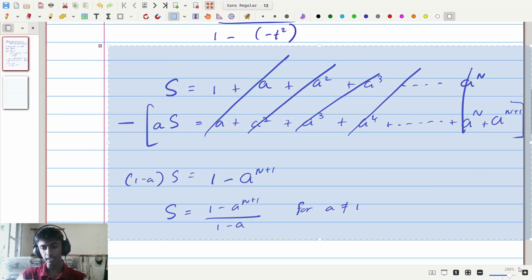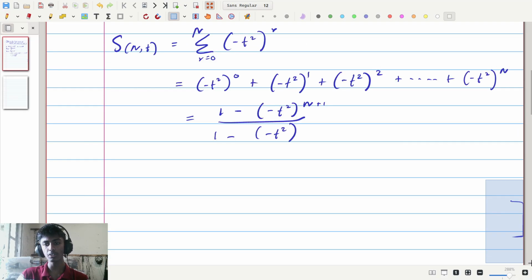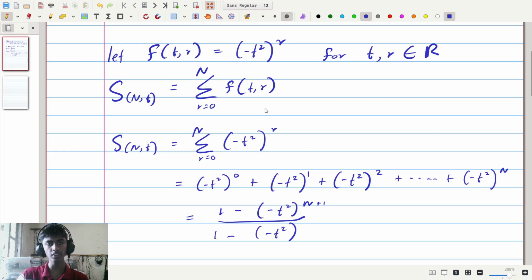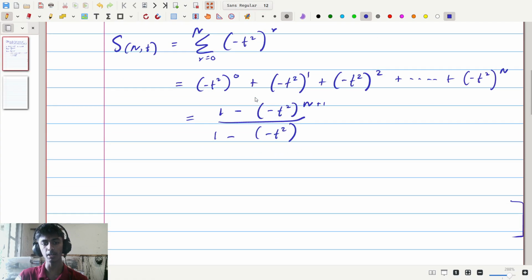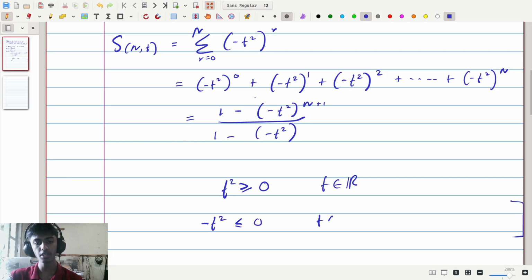And here we can see, since we have negative t squared, and t is an element of the real numbers, t squared is going to be a positive number or 0, because no matter what element of the real numbers you have, if you square it, you're guaranteed to get either 0 or a positive number. So negative t squared is going to be less than or equal to 0 for t an element of the real numbers, and therefore negative t squared is not equal to 1.